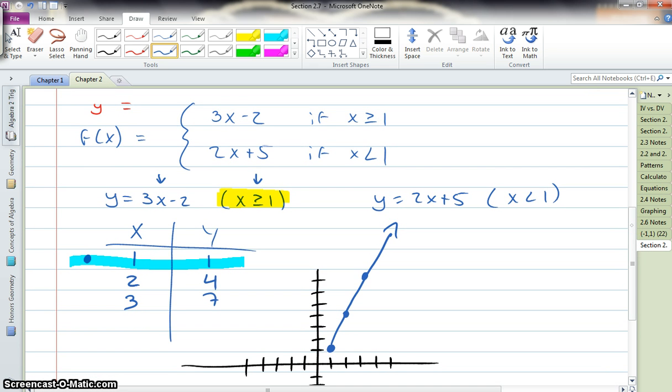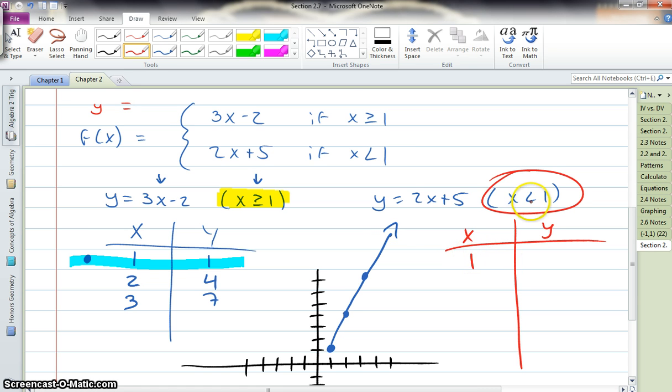Now let's take a look at the next line. Again, we're going to make our t-chart. Let's do this one in red to distinguish the difference between the two functions. And again, the very important point is 1. Now notice here it is just less than, so we're going to have an open circle to begin. And when x is 1, 2 times 1 is 2, plus 5 is 7.